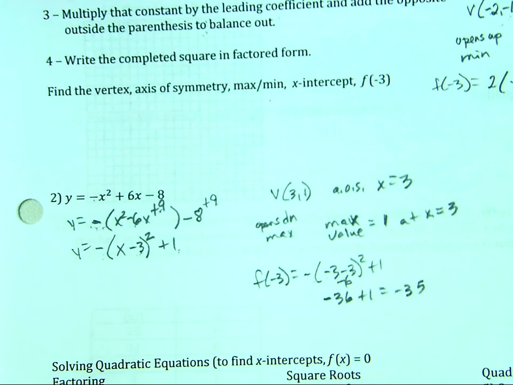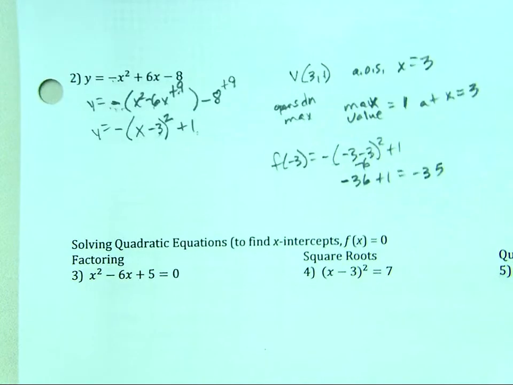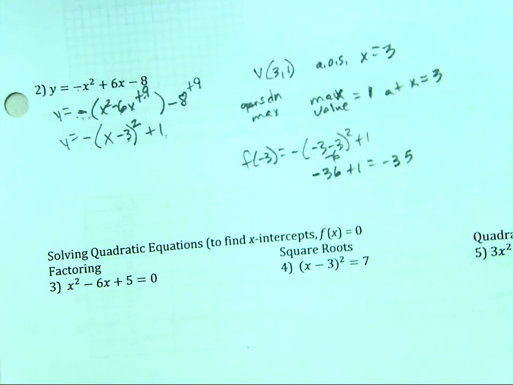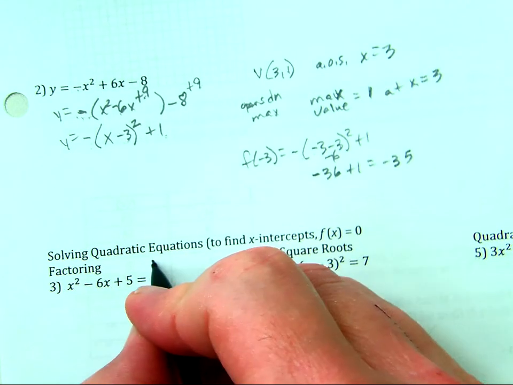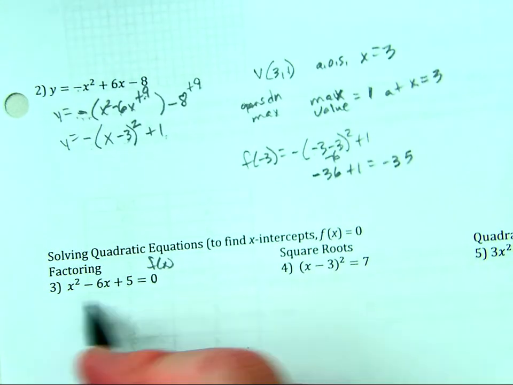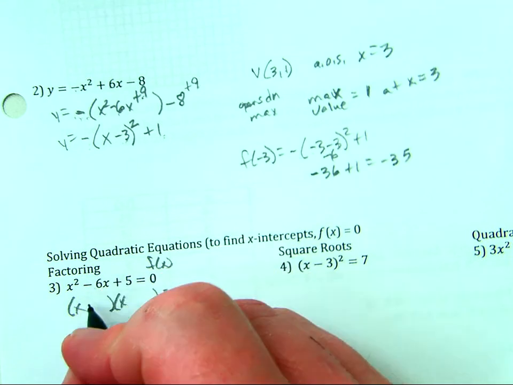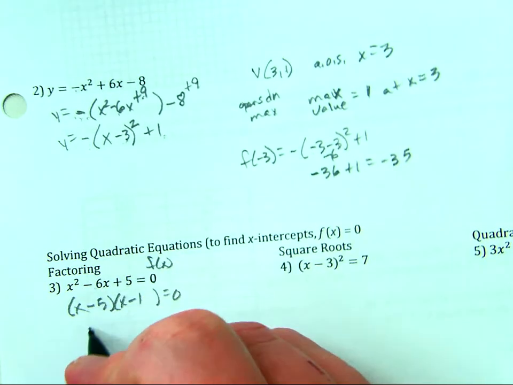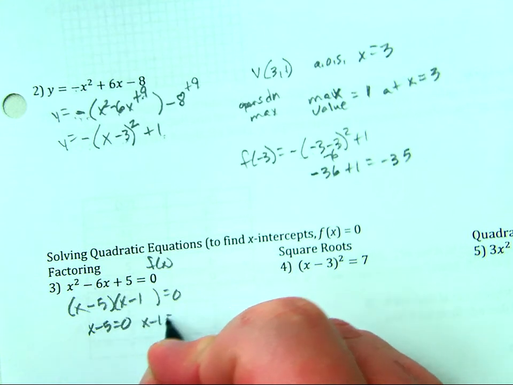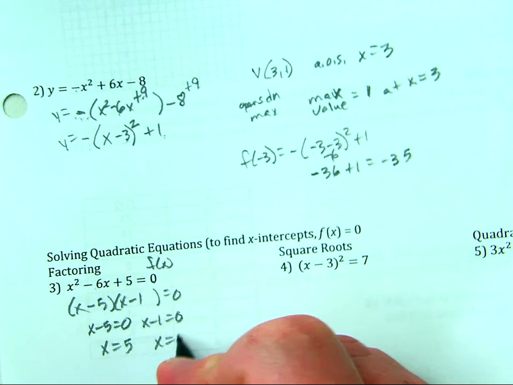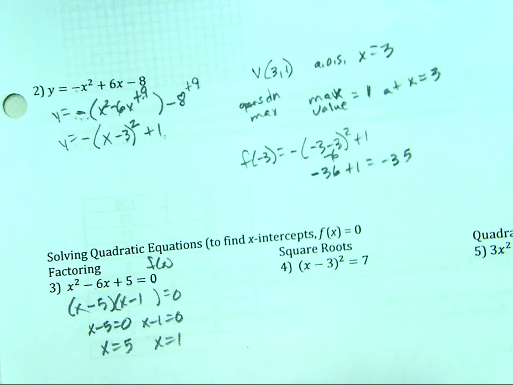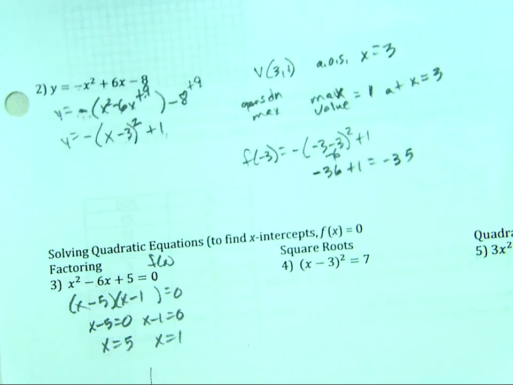Another thing you can do is find the x-intercepts. The x-intercepts are where it crosses the x-axis, and that's where y equals 0, or where f of x equals 0. So if you put 0 in for f of x, sometimes you can factor this. Well, this one will factor. So x and x, two factors of +5 that give us -6, that'd be -5 and -1. If we set each of those equal to 0, we get x equals 5 and x equals 1. So what that means is this parabola is going to cross the x-axis at 5 and at 1. So that would help you in graphing that.